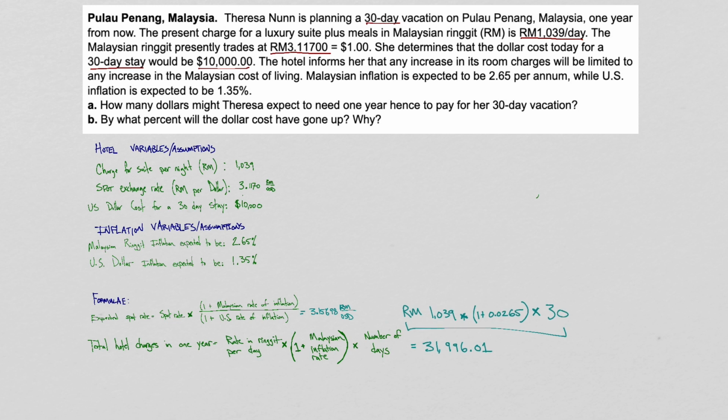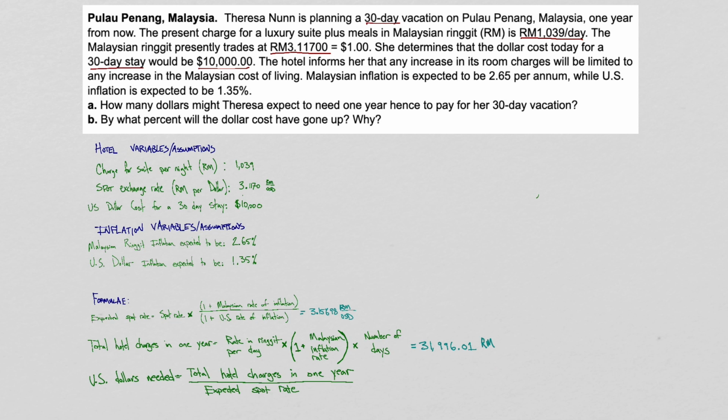And so once again, I'm going to clean things up a little bit. And so we are almost there. If this is the amount in ringgit that it's going to cost 1 year from now, then we can use the spot exchange rate that we just calculated to convert this amount into dollar terms. And so this brings us to our final formula for this question.